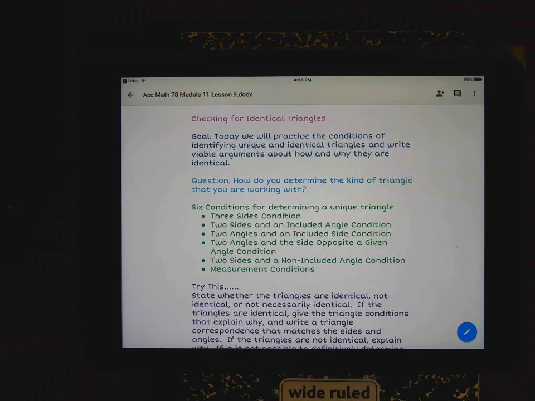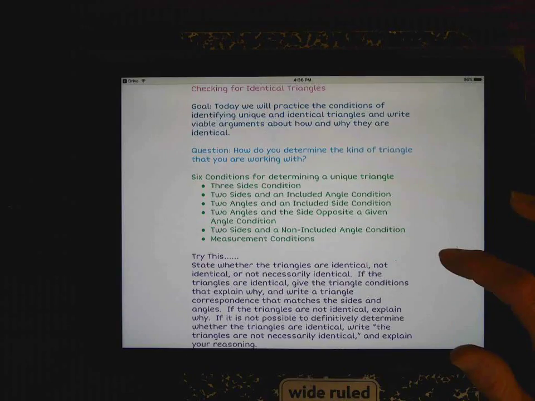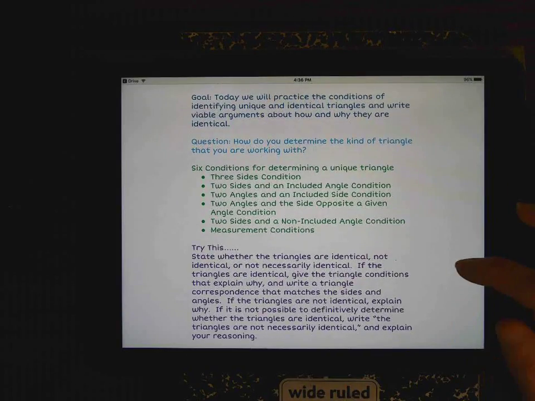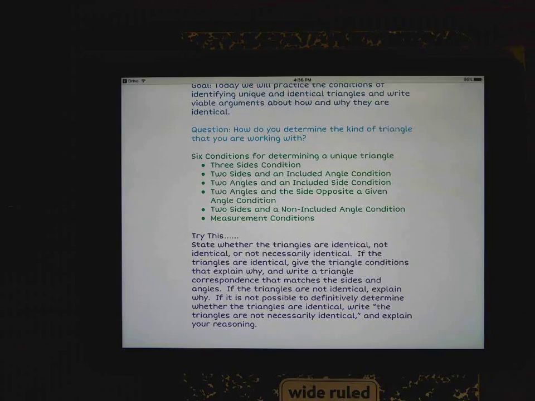The question that I want you to be thinking about in this lesson is, how do you determine the kind of triangle that you are working with? A really big thing to keep in mind that could be very helpful is the 6 conditions for determining a unique triangle. We have covered all 6 of them in our previous lessons. You have examples of them in your comp book that you can go back and look at. Just as a quick review, let's read through them together.